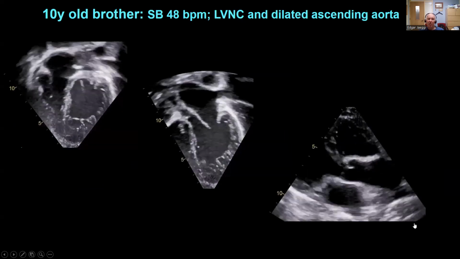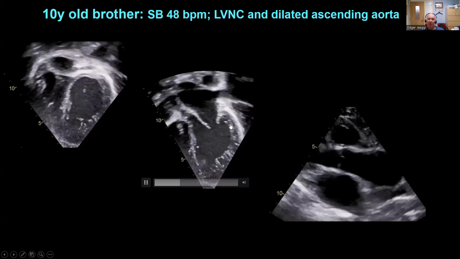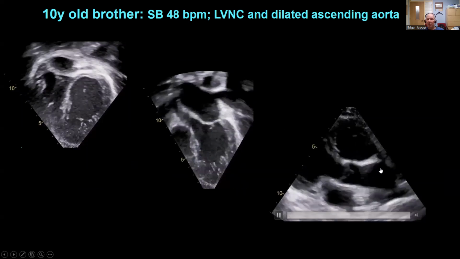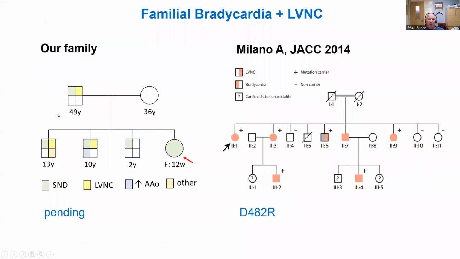This is a 10-year-old brother, sinus brady at 48 beats per minute, asymptomatic, doing relatively well, but clearly LV non-compaction, and again, a dilated ascending aorta. The brother has here, that's the ECG, sinus brady, slow rate. So our family shown here shows very similar characteristics to the ones Milano presented, with this particular HCN4 mutation, D482R, or the mutations that Dr. Cuneo had that were closely located to this mutation and also affecting the pore function.